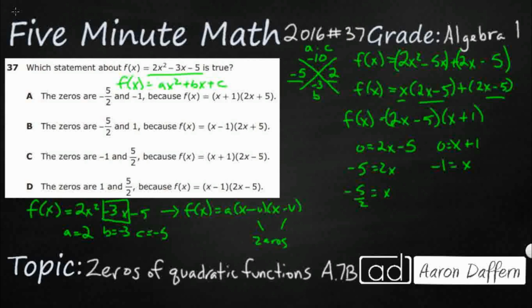And so we see we've got that right here at negative 1. And we've got a positive 5 halves. Because we see we've got the correct zeros right here, my answer is going to be C.